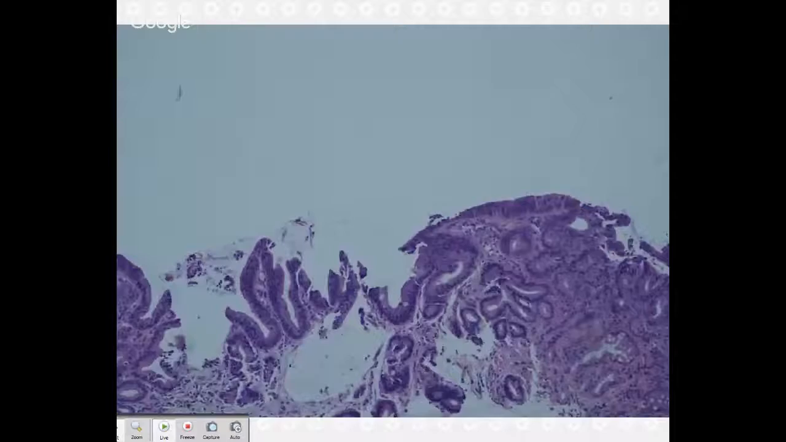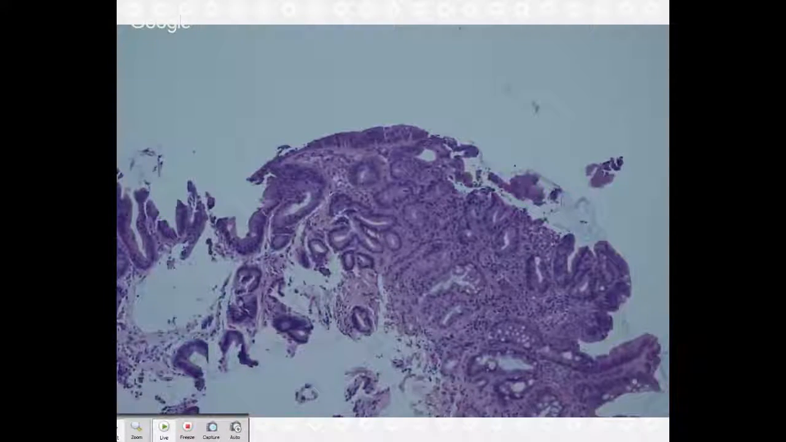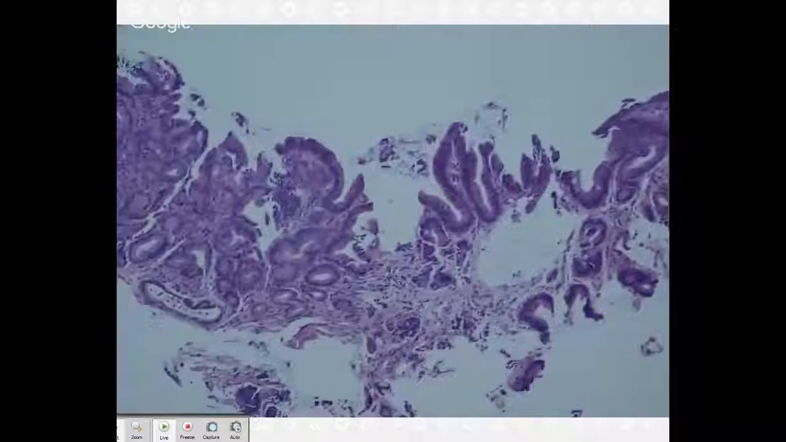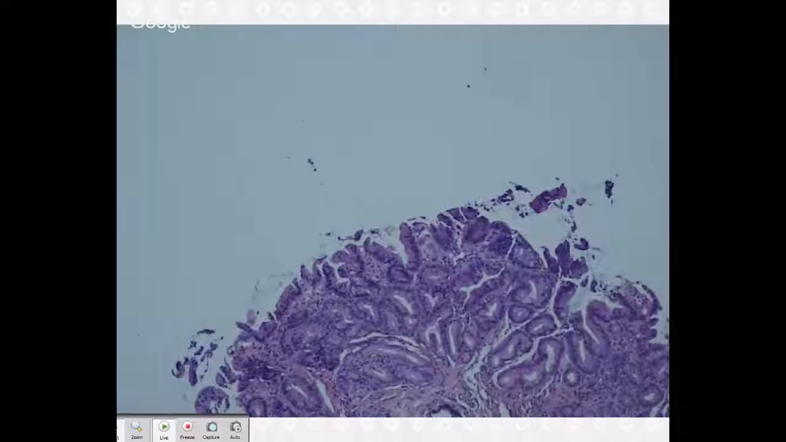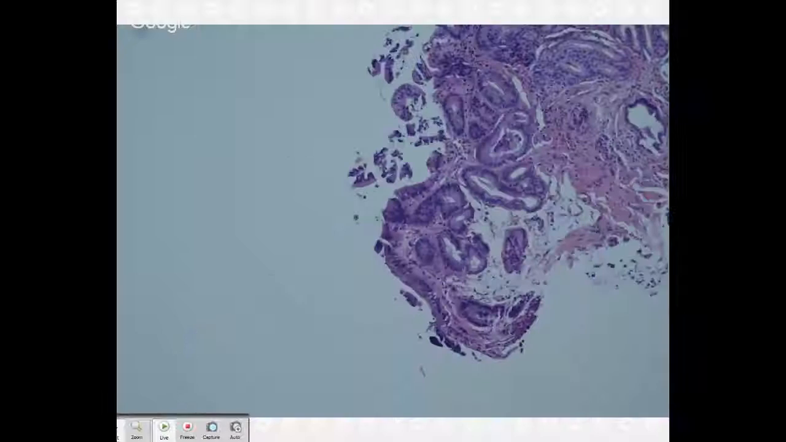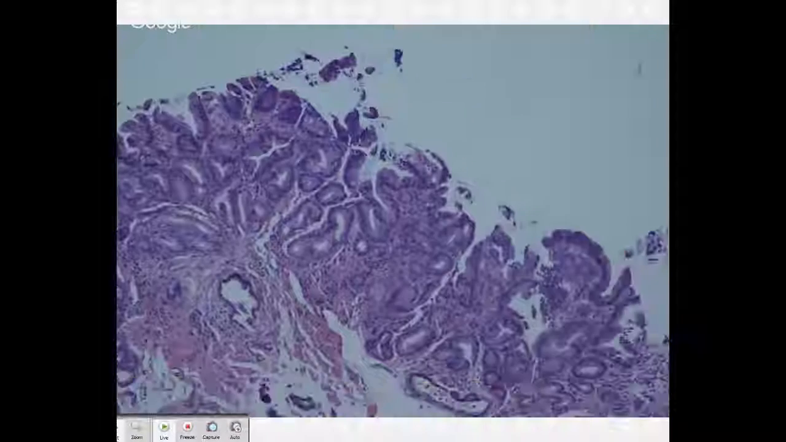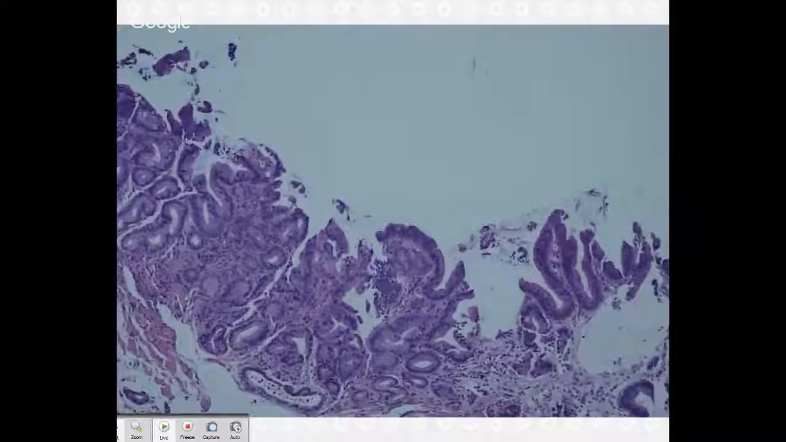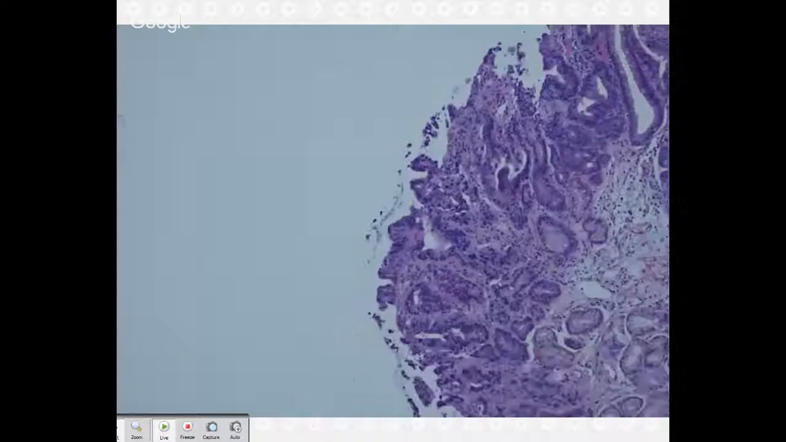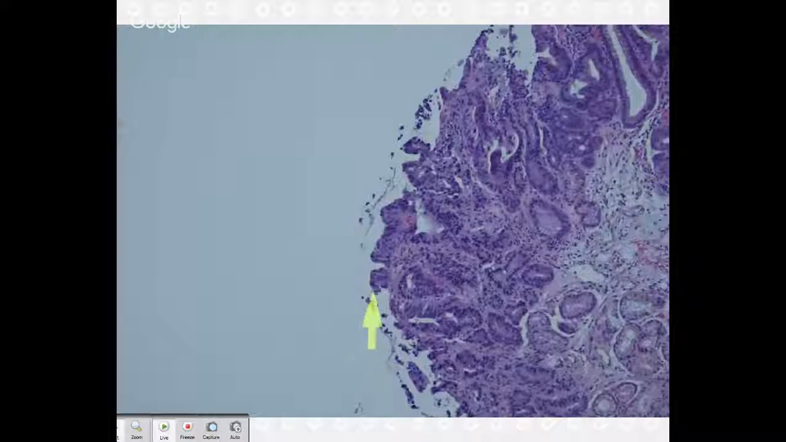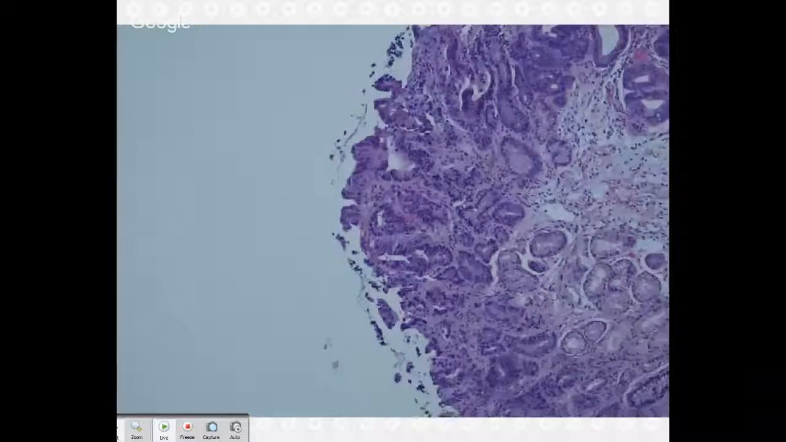So diagnostic criteria for high-grade Barrett's: your architectural complexity, so you can see cribriforming, back-to-back glands, budding; your cytologic atypia, so you want to see loss of polarity, you want to see bigger nuclei, you can see nucleoli once it starts to progress to a more invasive component. What else? You can see inflammation. You can see mitotic figures at the surface. You really shouldn't see mitotic figures at the surface and say just a low-grade Barrett's.